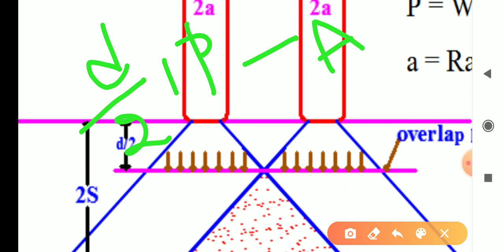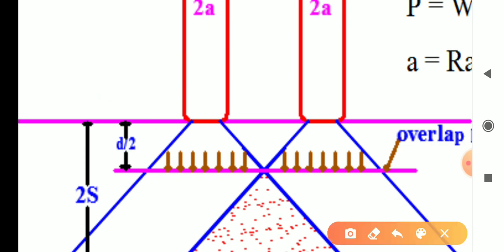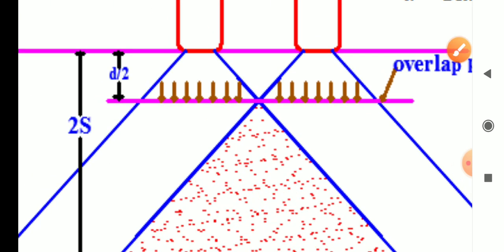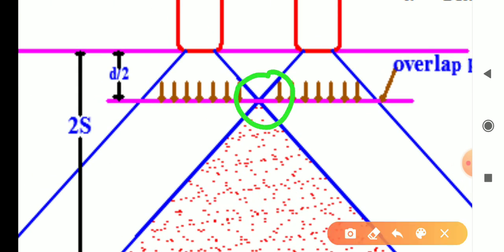Similarly, what happens once the stresses start to overlap in the bottom of the pavement? After overlapping, the second point is at the thickness of the pavement, Z equal to 2s. So 2s comma 2p.